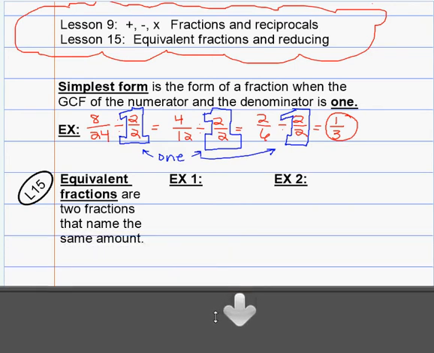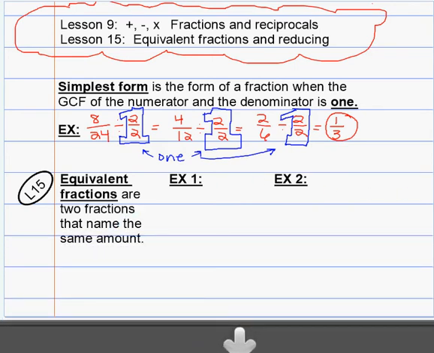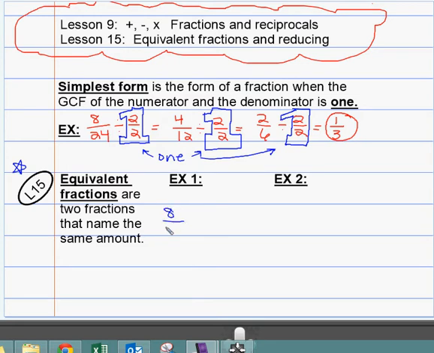Okay, now equivalent fractions are two fractions that name the same amount. And that's what we did just up here, but you need to know that that's the definition of equivalent fractions. And it also comes from lesson 15, so you might want to star that or put that in the table of contents. Make sure that you have equivalent fractions written there so that when you're looking for them, you know where to find them. We just did one. 8/24 is the same thing as 1/3.